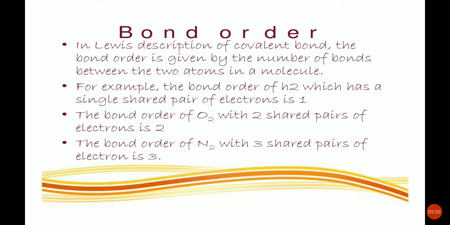So for hydrogen we have 1, for oxygen bond order is 2, and for nitrogen bond order is 3. Because in hydrogen we have only a single shared pair of electrons, in oxygen 2 shared pairs of electrons, and in nitrogen 3 shared pairs of electrons. So bond order is the number of bond pairs or bonds between two atoms.